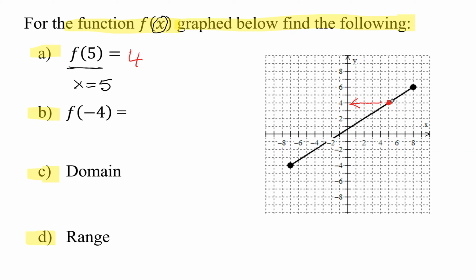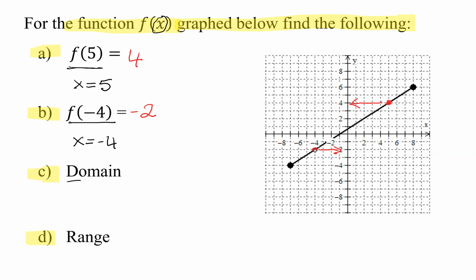The next problem, f of negative 4. So that means x equals negative 4. Figure out what the y value is. So if I look at my graph, let's go along to negative 4, and here is my point. So let me mark my point right there. So that's when x equals negative 4. And what is the y value? The y value is negative 2.